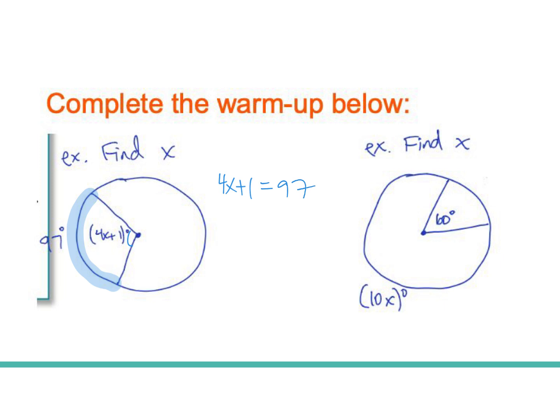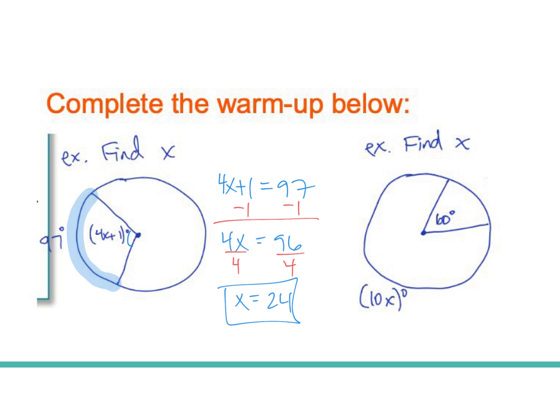When solving for this, we know we're going to subtract 1 from both sides. So we have 4x equals 96. And then our last step is to divide by 4 to isolate x. Whenever we do that, we should get x as 24.